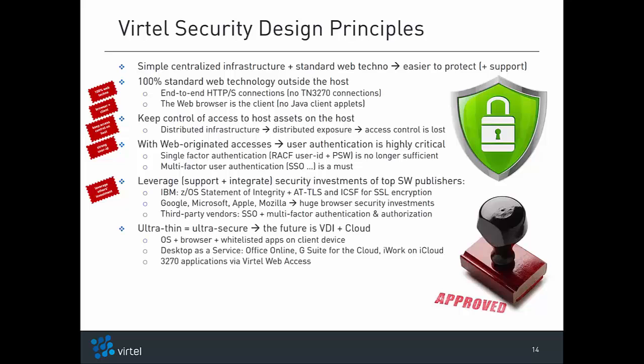Now, on to more novel territory. We believe that ultra-thin translates directly into ultra-secure, that the key to truly secure web access includes virtual device infrastructure and cloud technologies. From a security point of view, ideally, 3270 clients should be ultra-thin with only the OS, web browser, and whitelisted applications. Desktop applications should be provided as cloud services, such as, for example, Microsoft's Office Online, Google's G Suite, and Apple's iWork on iCloud.